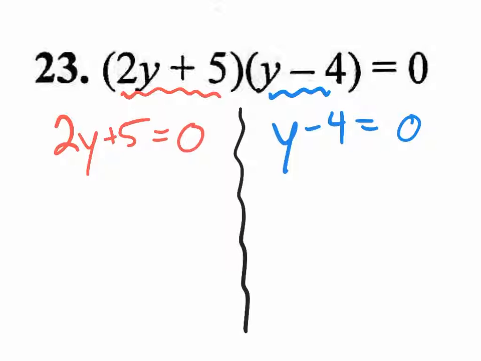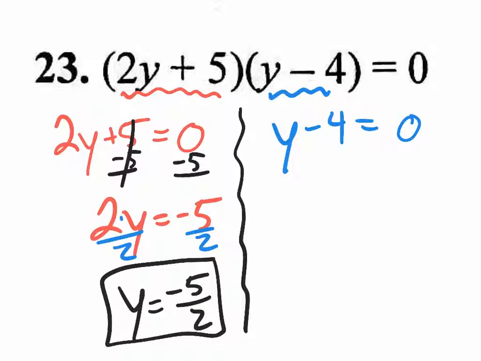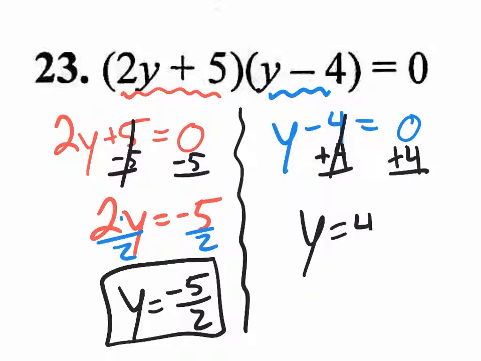Let's solve the first one by subtracting 5. Subtracting 5 cancels. We have a 2y equaling negative 5. My final step is to divide by 2. Divide by 2, and that's my answer. y equals negative 5 halves, or you could say negative 2.5. I think on your answers they leave it as an improper fraction, negative 5 halves. For the other one, let's add 4 and add 4. You're going to get y equals 4. And that's it. Those are your two answers for number 23.